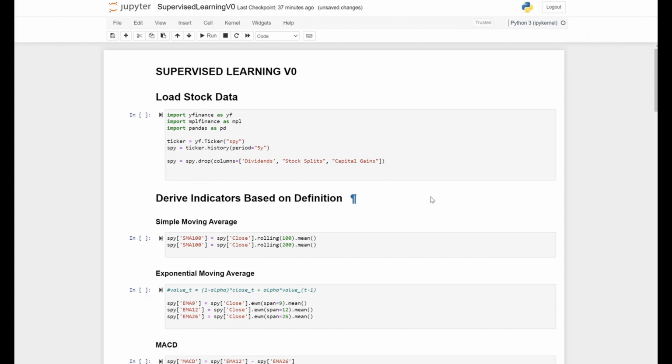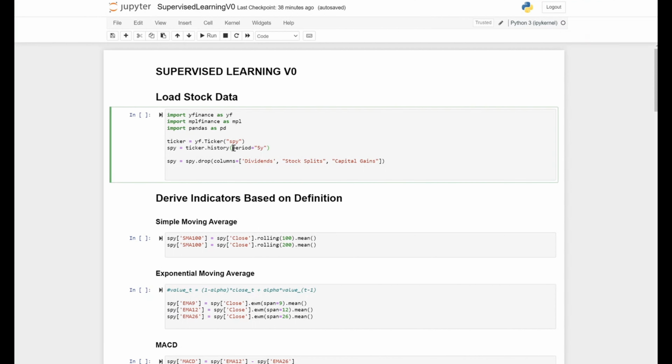Recall in the previous episode, we trained a simple supervised learning model and used it to make a prediction of good days to buy shares. This is the code that we used in the previous episode. I just made a minor change.